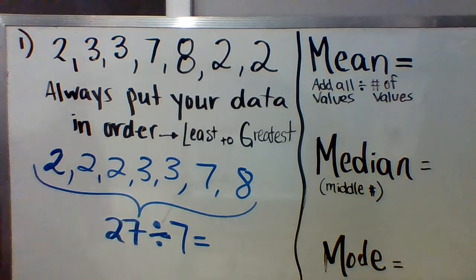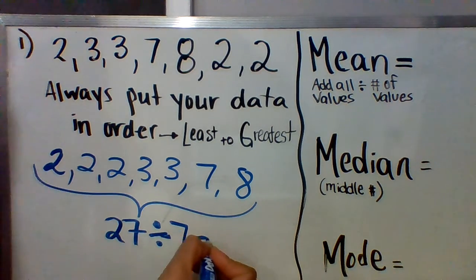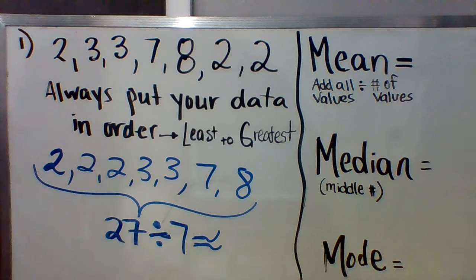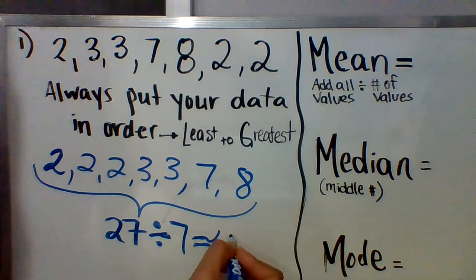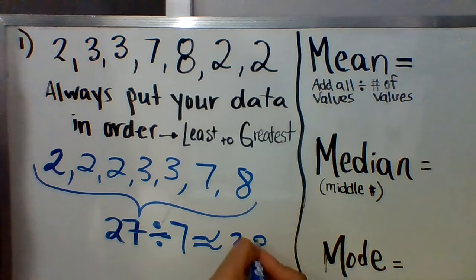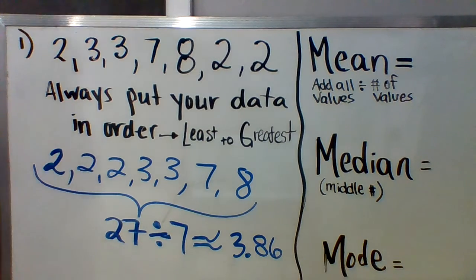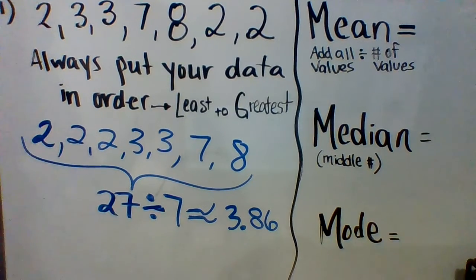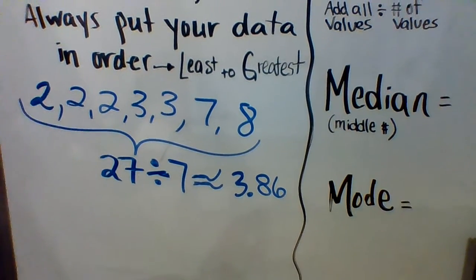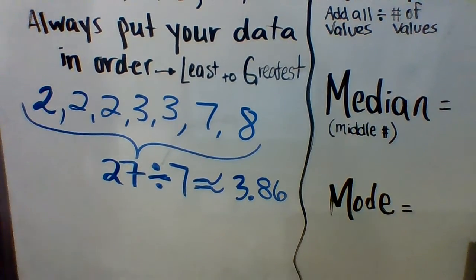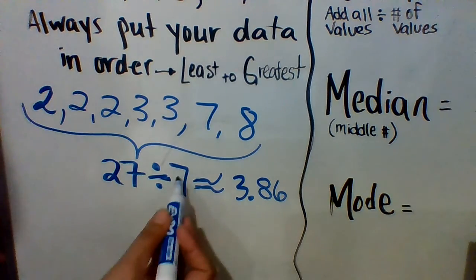If you put that in your calculator, you get an approximate answer. So I'll make these squiggly. That means approximately 3.86. Sometimes an approximate answer is not good enough, and you're asked to give an exact answer. If that's the case, then you'll need to make it into a fraction, and fractions will give you a nice exact answer. So this is what it would look like.